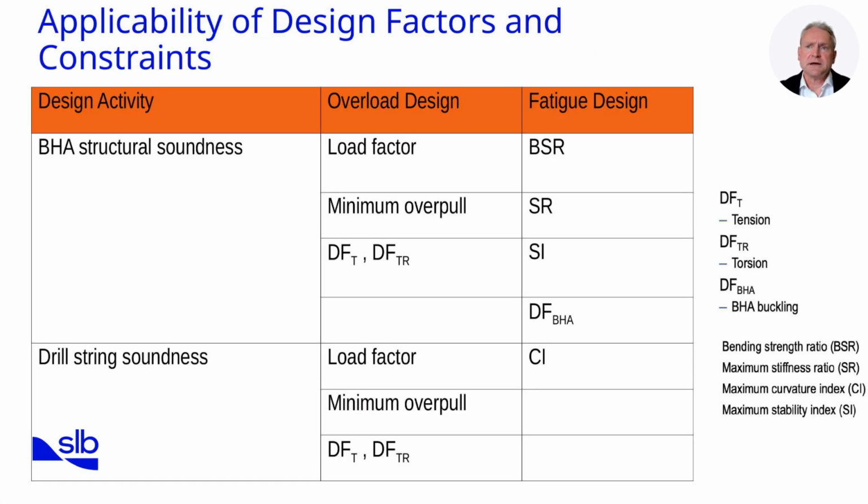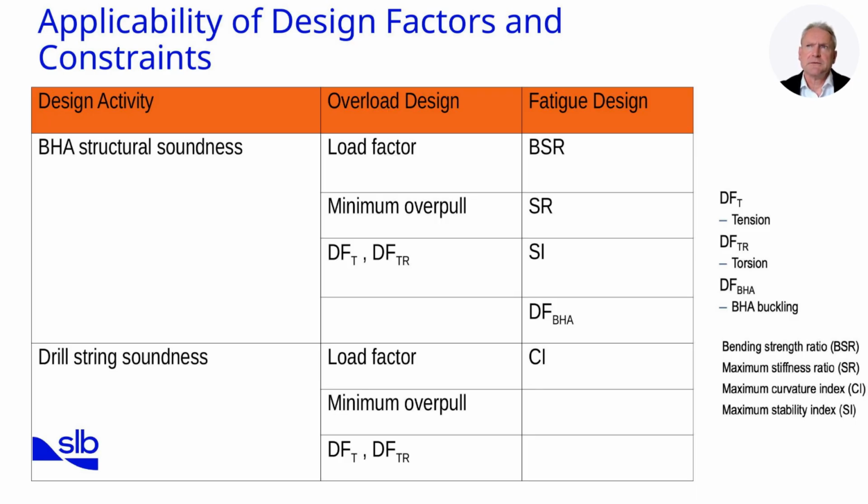This table illustrates how we apply design factors and constraints to evaluate both overload and fatigue in drill string and bottom hole assembly, or BHA, design. It essentially divides our considerations into two categories: overload design on the left and fatigue design on the right. Starting with the BHA structural soundness, overload design relies on simple metrics such as the load factor, the minimum overpull capacity, and the design factors for tension and torsion, abbreviated here as DFT and DFTR.